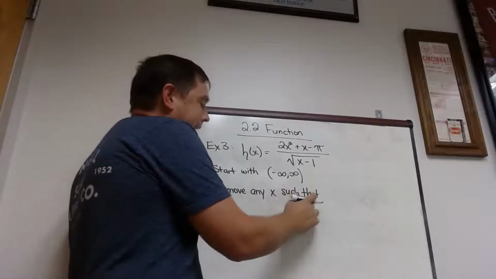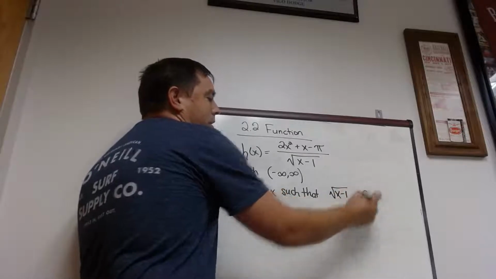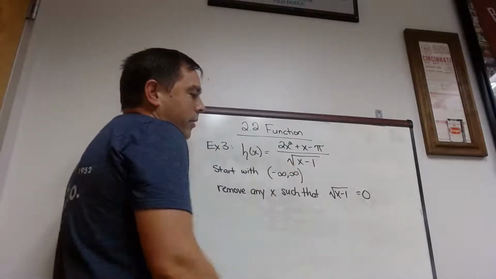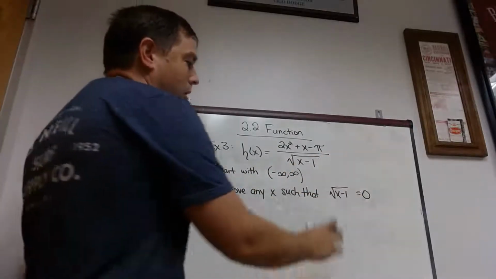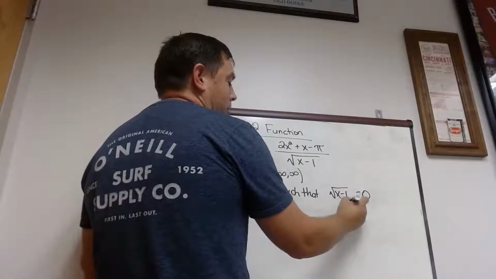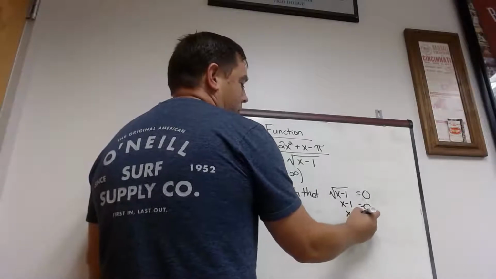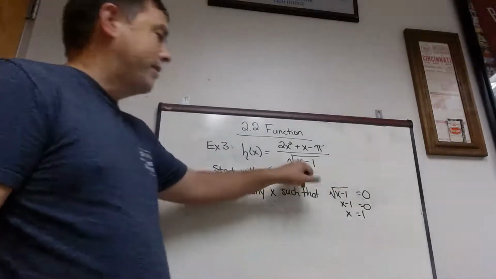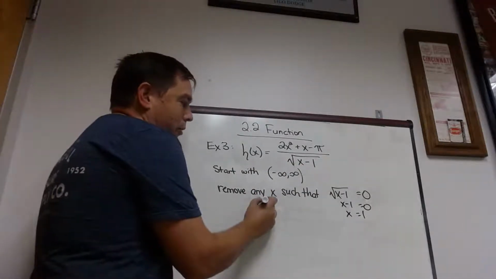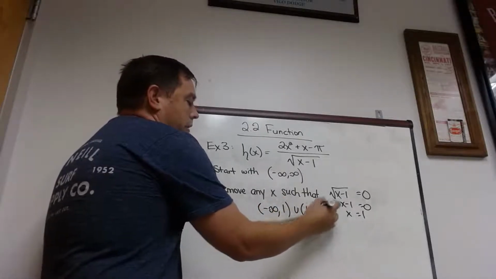We need to remove any x such that the square root of x minus 1 is equal to 0. Any x that would give us a 0 denominator here. You can solve this equation for x to find out what those x's are. Square both sides. If I square the square root of x minus 1, I'm going to get x minus 1. And if I square 0, I'm going to get 0. And then I add 1 to both sides and find out that when x is 1, we're going to get a 0 denominator. So we need to take it out. What does it look like now when I remove 1? That's the removal of 1.